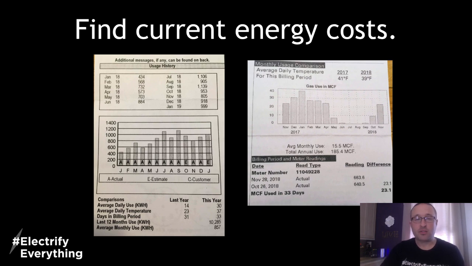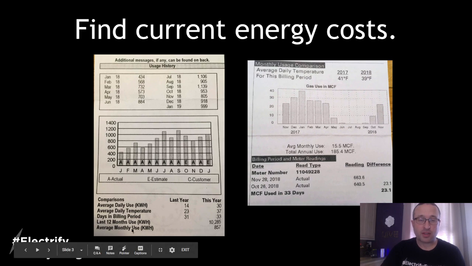Okay, now to find current energy costs, these are bills from my house. And you want to go look at what the usage is. So every bill is going to be different. You're going to have to figure this out, but it's in there. The main thing you are looking for, see this last 12 months use in kilowatt hours at 10,285. That is what you want to find. That is your total annual usage.